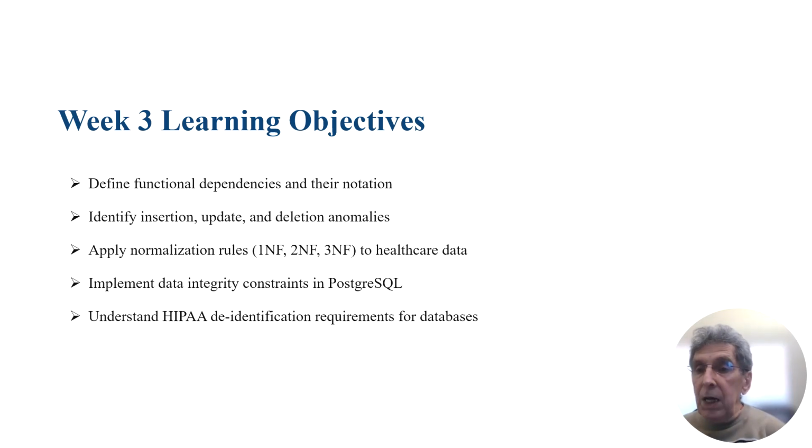Third, you'll apply normalization rules, specifically first, second, and third normal forms, to transform problematic tables into well-structured ones. We'll use healthcare data from our X-Health primary care database throughout. Fourth, you'll implement data integrity constraints in Postgres. This is where theory meets practice. You'll write actual SQL to enforce the rules we discuss.